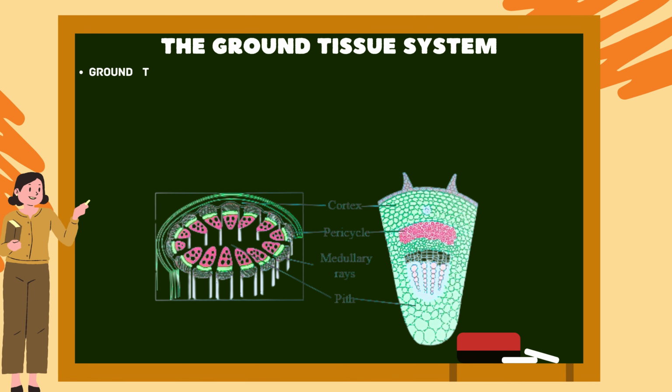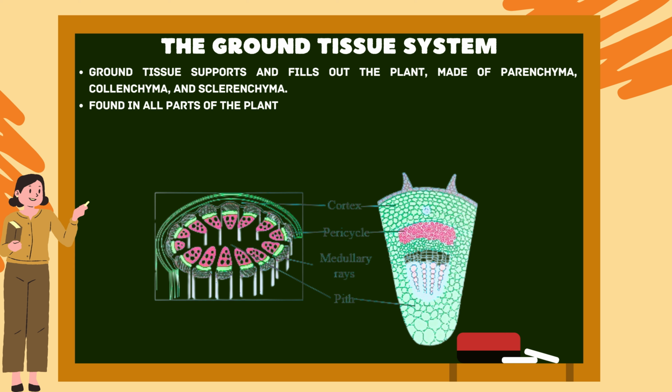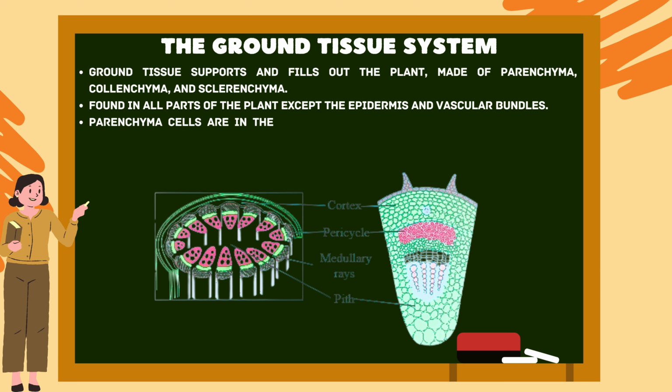Further moving on, ground tissue system. The ground tissue system is like the plant's body, supporting and filling it out. It's made up of different types of cell tissues. Simple tissues like parenchyma, collenchyma and sclerenchyma. These tissues are the building blocks helping the plant grow and stay strong. You can find them between various parts of plants except for the skin and the plumbing.